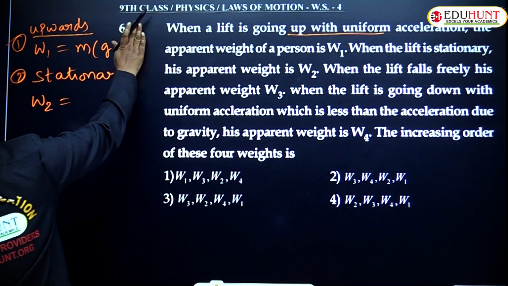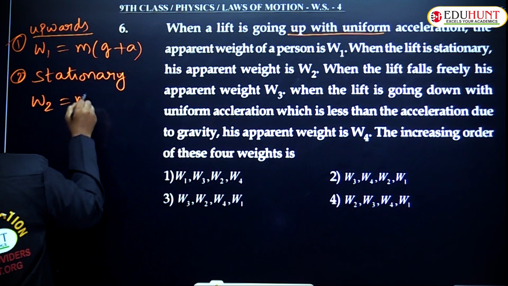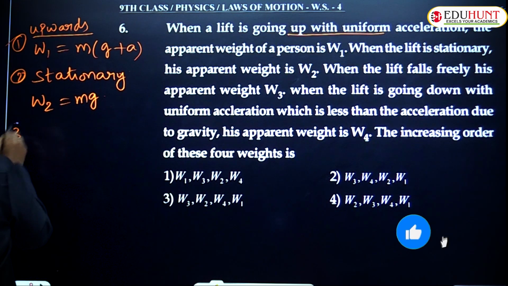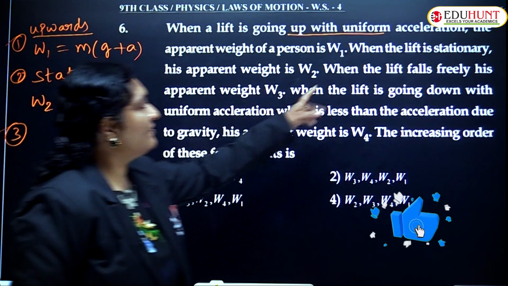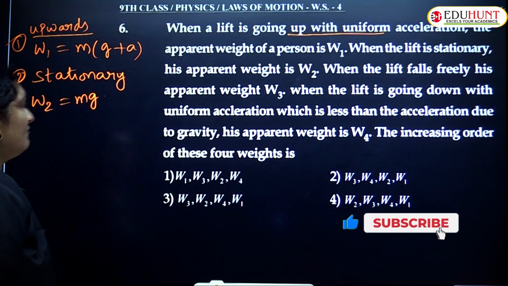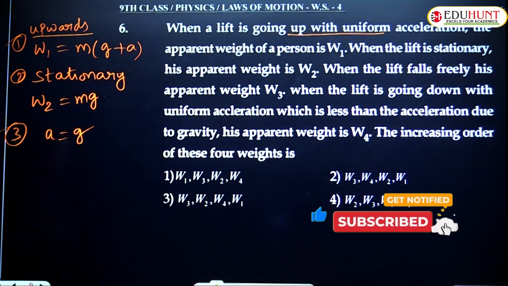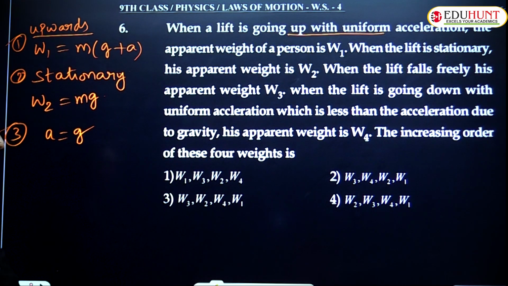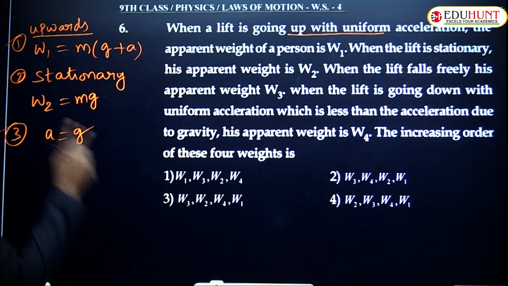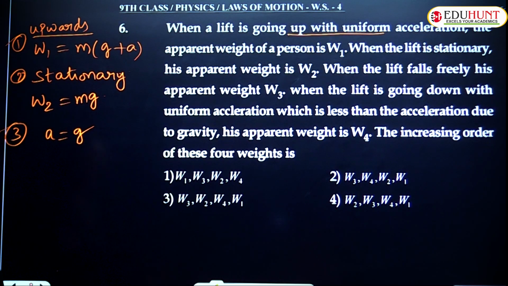Stationary means a is 0, rest condition, then W2 will be equal to mg. Case 3: when the lift falls freely, the acceleration will be equal to g, freely falling. So the acceleration of the lift is equal to acceleration due to gravity. First example, the stone we have considered.